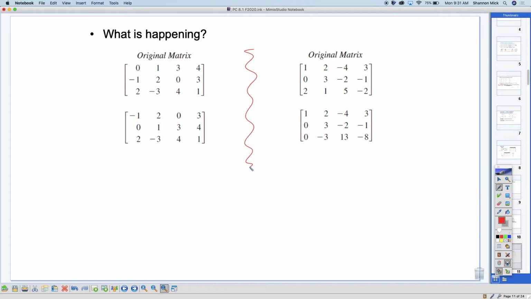Actually, I said that wrong. 0, 1, 2, negative 3. And then 2, negative 3, 4, 1. Okay, so first to second, Maddie, what did you say happened? They interchanged two rows. Which two rows? The first two.